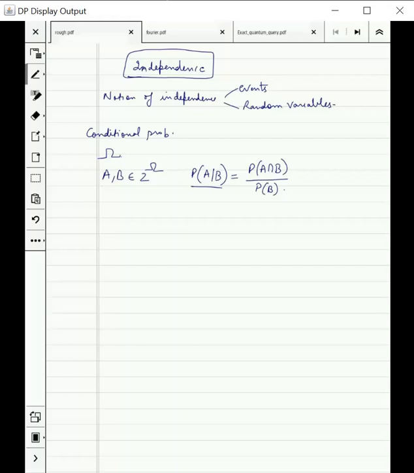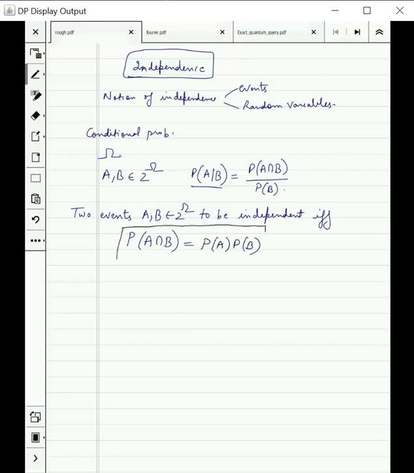Given this definition, we defined two events A and B, again elements of the power set of omega, to be independent if and only if this condition holds true: the probability of both happening is the multiplication of the probability of A and the probability of B. So this we took as the definition of independence.